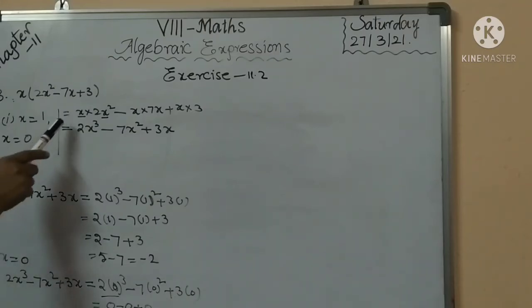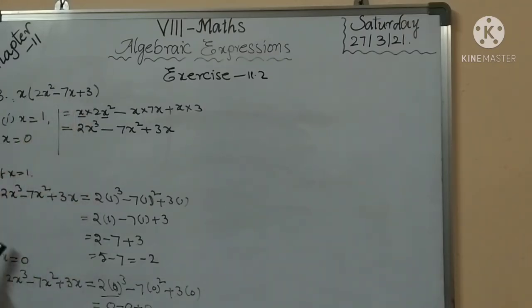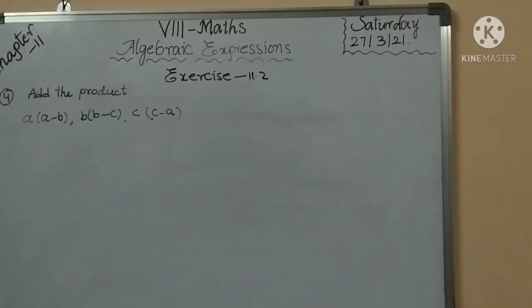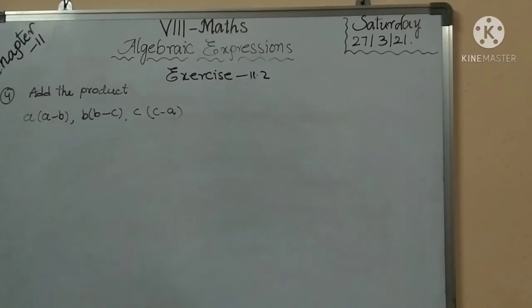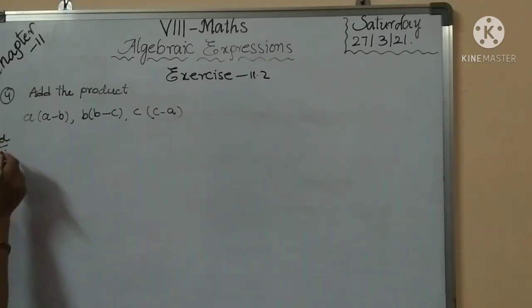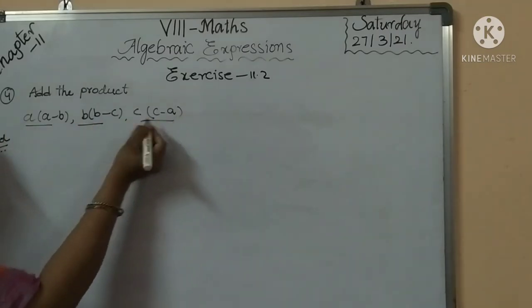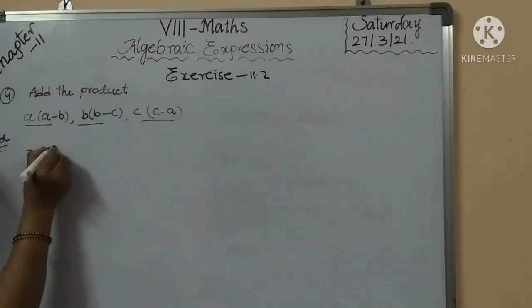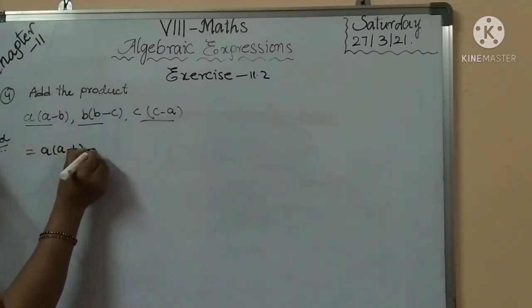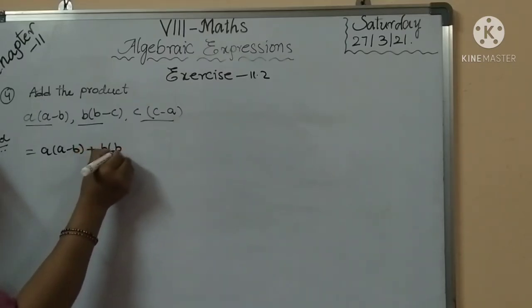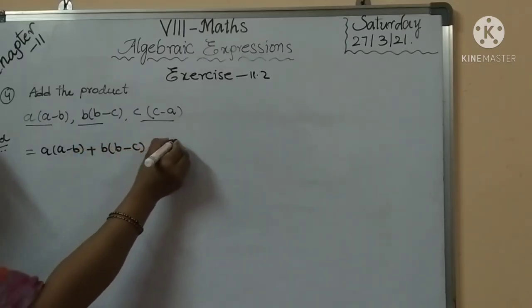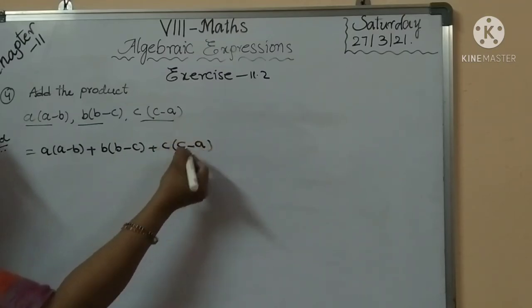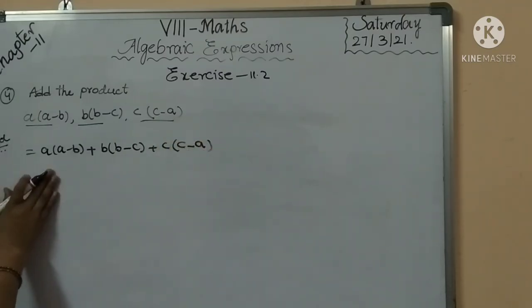Okay. First simplify the problem, after substitute the values. Next, fourth problem, add the product. First here, terms are adding: a into a minus b plus b into b minus c plus c into c minus a. Okay, first adding after product.